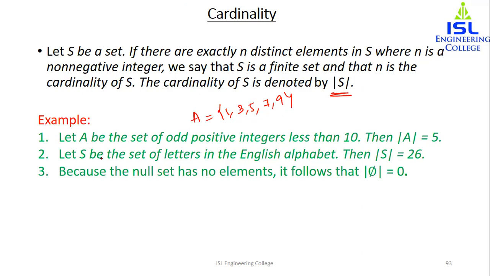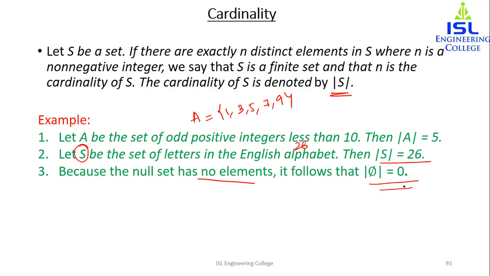The next one, S be the set of letters in the English alphabet. So the English alphabet has 26 letters and all are included in the set S. That means the cardinality of S is 26. What about the null set? Since the null set has no elements, the cardinality of a null set will be 0.